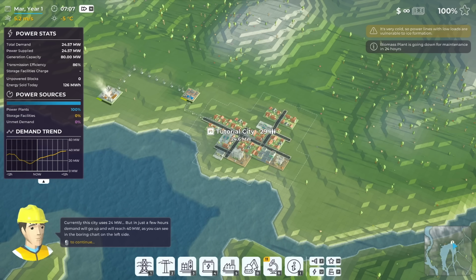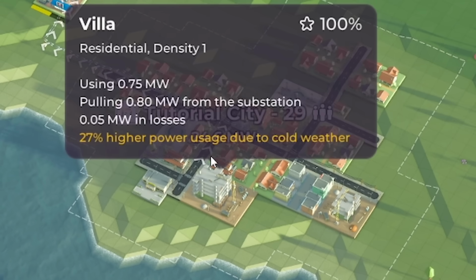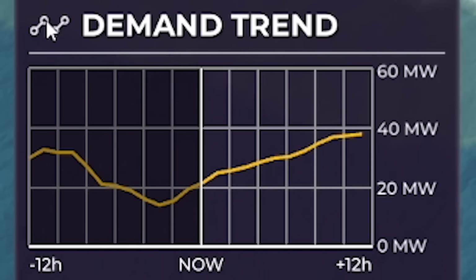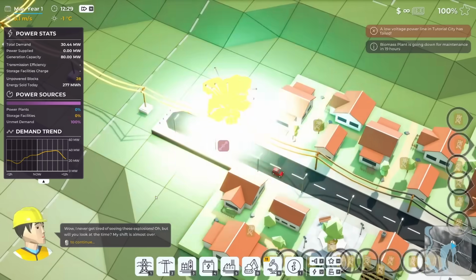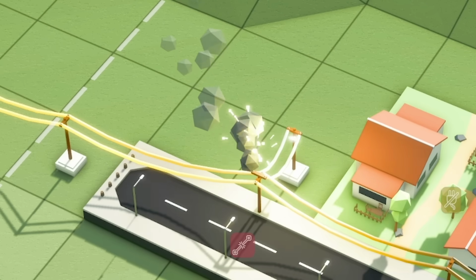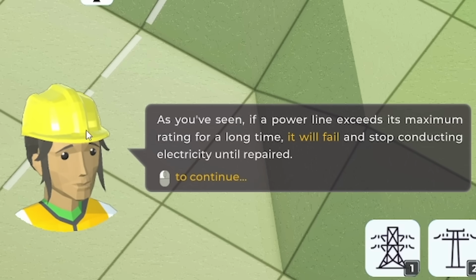So you can see our city here, population 29, uses 24.6 megawatts of electricity. But if we look at the demand trend here, you can see in just 12 hours time, that will go up to nearly 40 megawatts. So he's just shown us what happens if we don't do anything. We get some explosions. All right, so Bob has buggered off and he's been replaced by this person.